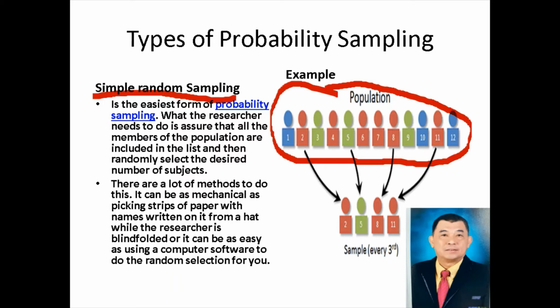But here in our example, we have 13 individuals inside the population, and I started on the number 2 individual, and then every third is the selection of the sample. For example, start with 2, 1, 2, 3 is 5, 1, 2, 3 is 8, 1, 2, 3 is 13. So meaning to say 2, 5, 8, and 13 are my sample size for the population using simple random sampling.